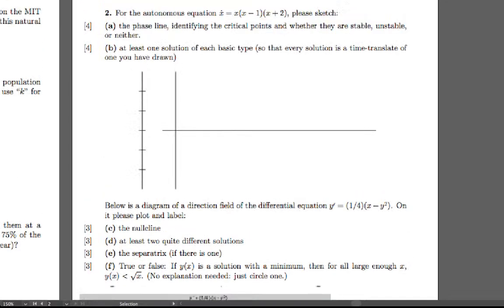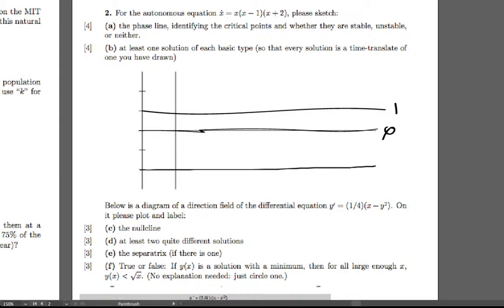For the phase line, identifying the critical points and where they are stable and unstable, or neither. First things first, when you're trying to find the critical points, you just need to find where it's 0, 1, 2 or something. So obviously in here, I can clearly see that this entire thing would be 0, as that is one of the critical points, and then you have 1, and then in here would be -2.